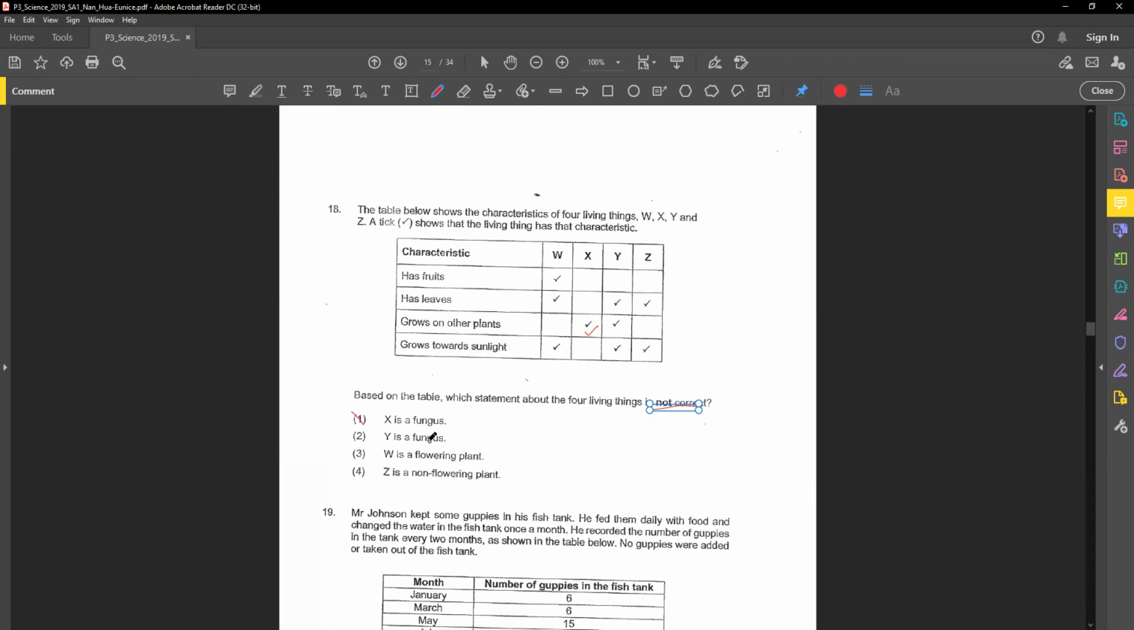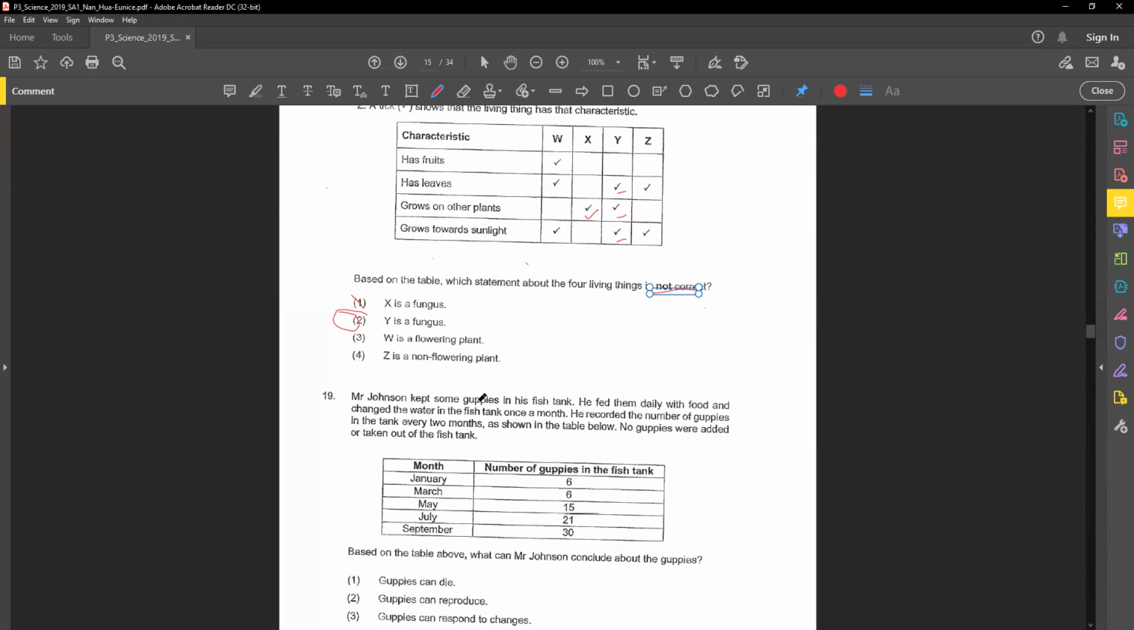Now option 2 says that Y is a fungus. But looking at the table, Y has leaves, grows on other plants, and grows towards sunlight. As we know that only plants have leaves and grow towards sunlight, option 2 is an incorrect statement because Y should be a plant instead of fungus. Hence the answer is 2.